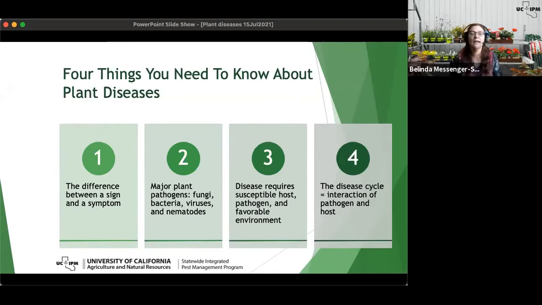Number 3, in order for a plant to become diseased, it needs to be susceptible and must encounter a virulent pathogen, that is, one that can attack that particular plant. It also has to be in a favorable environment for the disease. 4, there's this concept called the disease cycle, and it's describing how the pathogen and the host plant interact.